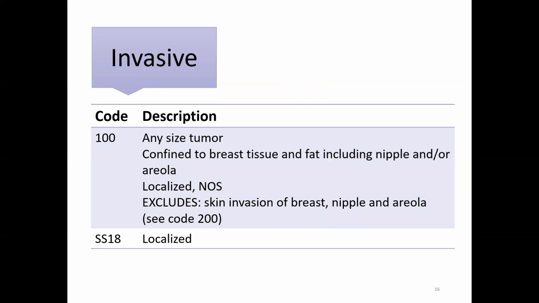Moving on to the invasive codes, the most common code you will use for this localized type of tumor is 100. If you have skin involved, remember to move on to code 200. And this would be summary stage localized.